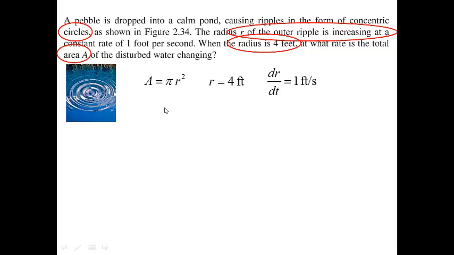Okay, what are we trying to find? Always write this. Students try to do this, they take the derivative, they're adding, subtracting, and then I'm going, what are you trying to find? They go, I don't know. So what are you trying to find? It's usually the last sentence in the problem, and it says, when the radius is 4, at what rate is the total area of the disturbed water changing? So we're trying to find the area as a rate of change. That means we're trying to find the change in area with respect to time.